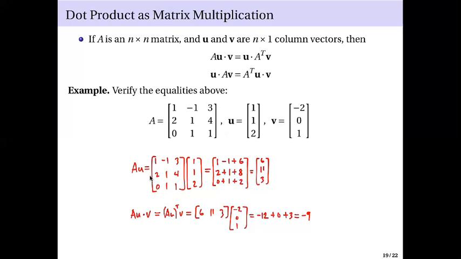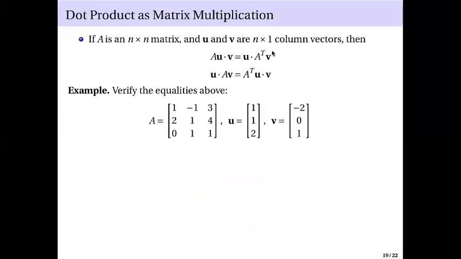Save this, and then we'll do this side here. We get A transpose and multiply it to v. First A transpose: 1, negative 1, 3; 2, 1, 4; and 0, 1, 1. Multiply this to v, which is negative 2, 0, 1.